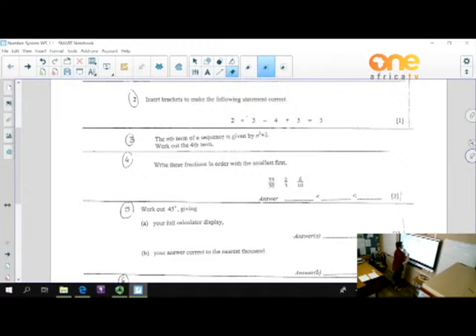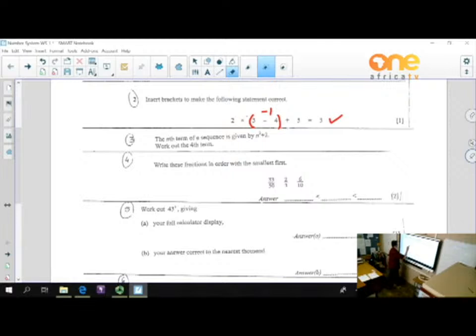Another method, so this is where I use error and trial, would be, for instance, to say 3 minus 4, which is negative 1. And negative 1 times 2 is negative 2, plus 5, and that is then 3. So that would be the correct one. So it's just error and trial.